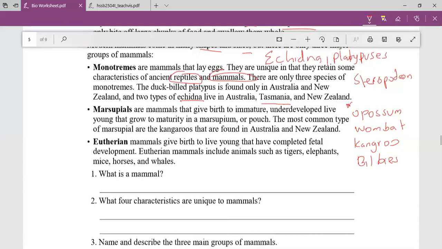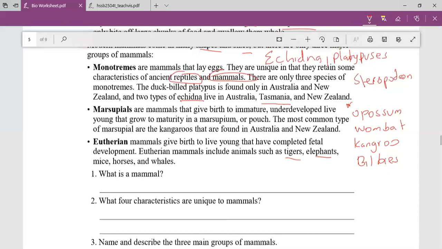Now, Eutherian mammals give birth to live young. They have completed fetal development in the womb. So Eutherian mammals include tiger, elephant, mice, horses, and whales. Many people don't know these examples, and that's why you see they didn't give you many examples of them. Did you see now? You're giving examples of Eutherian, yes? You're giving more examples, 1, 2, 3, 4, 5.